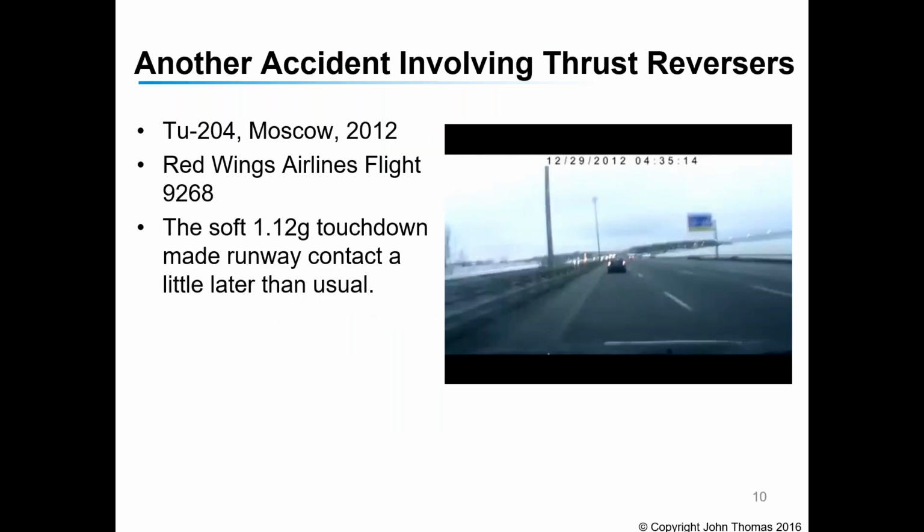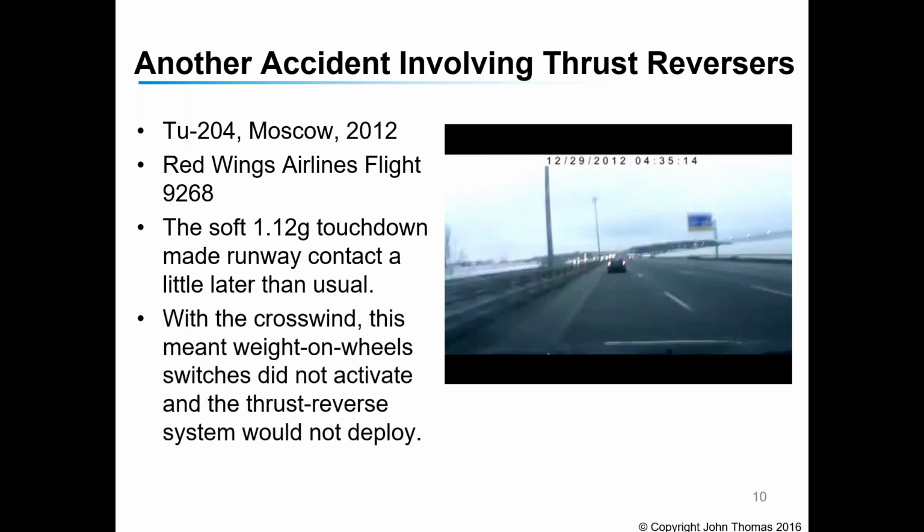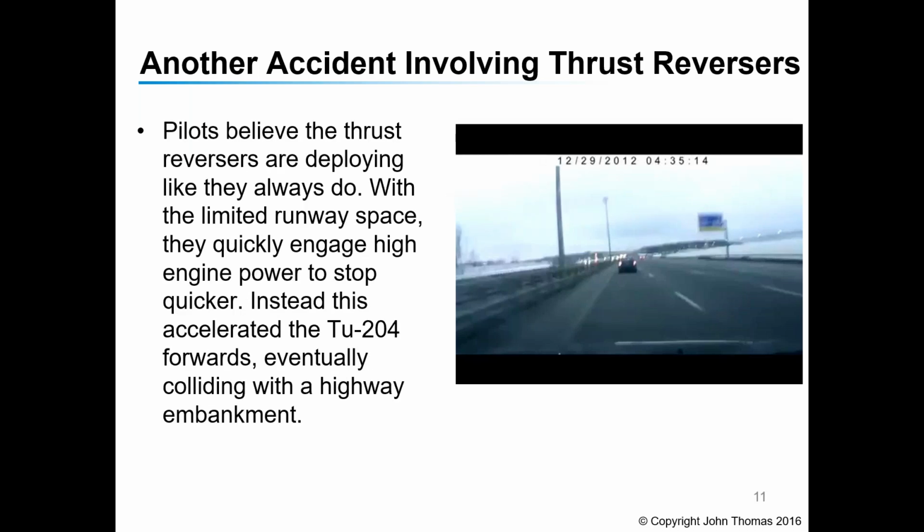Here's another accident involving reverse thrusters. This was a totally different plane. This was a Tupolev plane in Moscow in 2012. There was a soft touchdown, which made the runway contact a little later than usual. And there also was a crosswind, so the weight on wheel switches didn't activate and the reverse thruster system wouldn't deploy. Now that sounds like the Warsaw accident, but there was a little difference here.